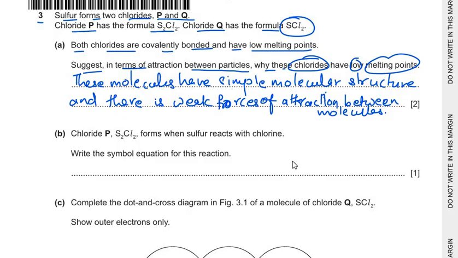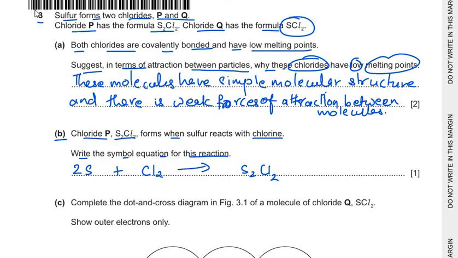Now if you go with the B part, it says chloride P, that is S2Cl2, forms when sulfur reacts with chlorine. Write the symbol equation for this reaction. Sulfur, S, plus chlorine, Cl2, forms S2Cl2. Now if you balance, sulfur is in the 2 position, so let's add 2 with the sulfur to balance it, and this is the equation.